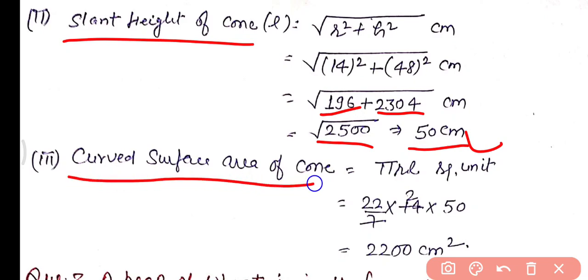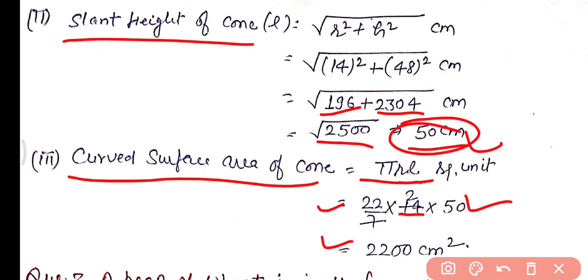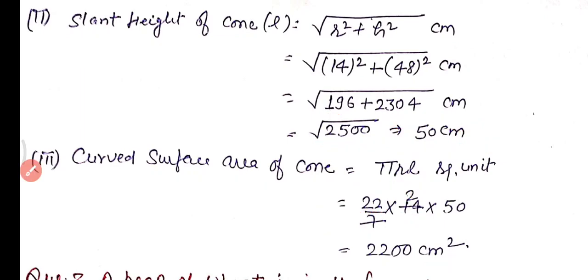So now the curved surface area of the cone will be pi r l. So put all the values here. Pi 22 by 7, radius is 14 and l we have already found, that is 50. So after simplifying you will get 2200 centimeter square. Why? 2 into 50 becomes 100, 100 into 22 becomes 2200. So 2200 centimeter square is the curved surface area of the cone. This is all about question number 2.